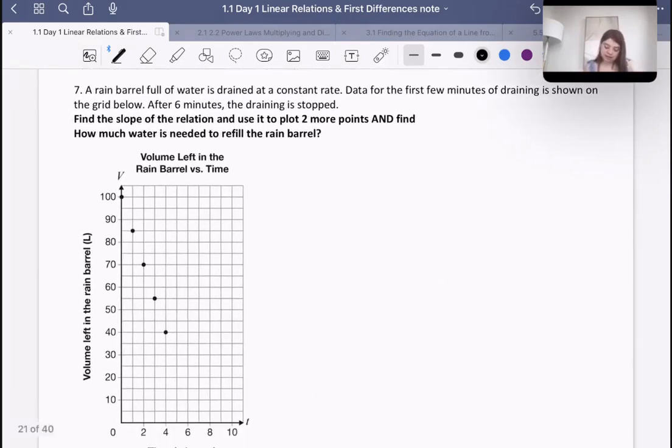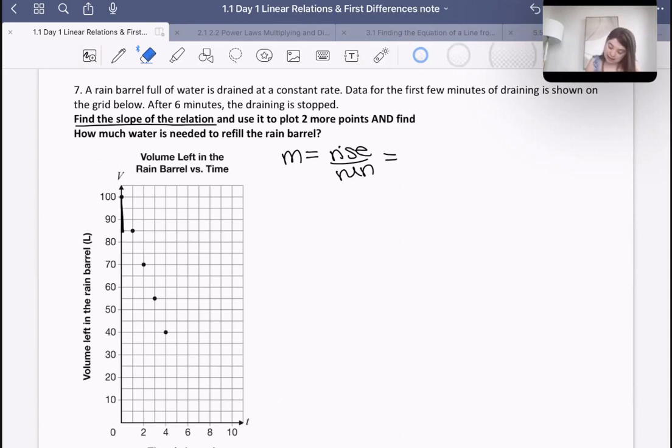First thing it says is find the slope of the relation. So that's what I'm going to do first. I'm going to find the slope. So m is equal to rise over run. So let's see, the rise is going from 100 to 85. So that's negative 15 for rise, right? Over run, which is 1. So therefore the slope is negative 15. So that's the first thing. Check. We did it.